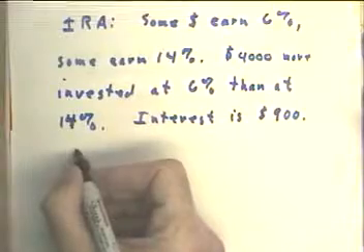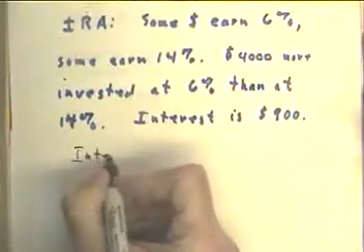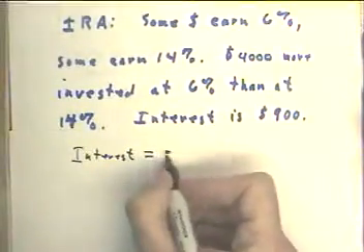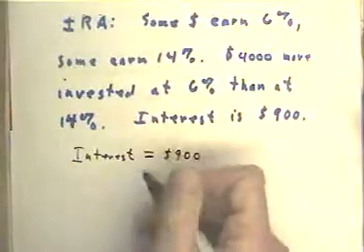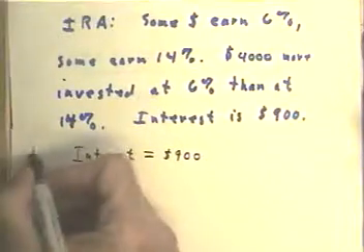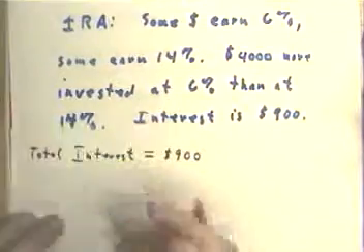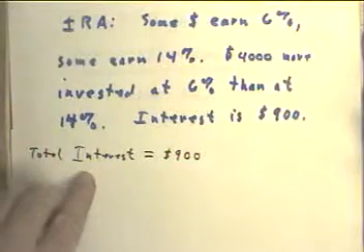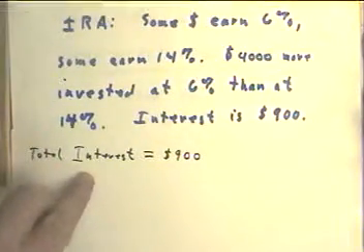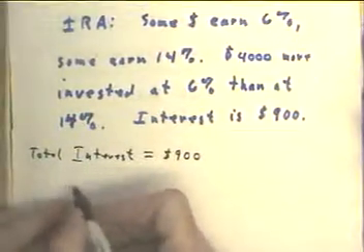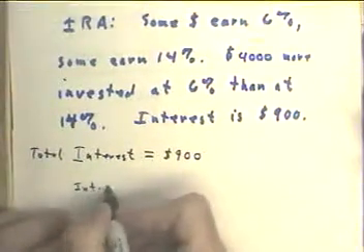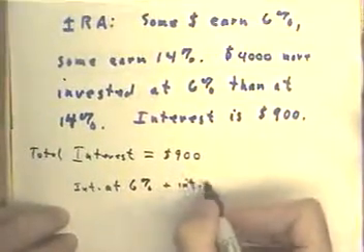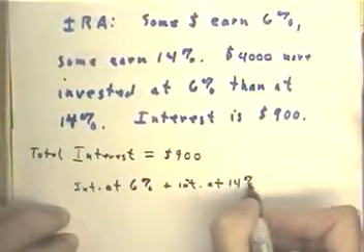figure out here. Okay, first of all, the interest is $900. That's the total. That's what we're given. Now, can we be more specific about this? Can we say any more about the total interest? Well, yeah, we can say that the total interest is the interest on the money invested at 6% plus the interest at 14%.